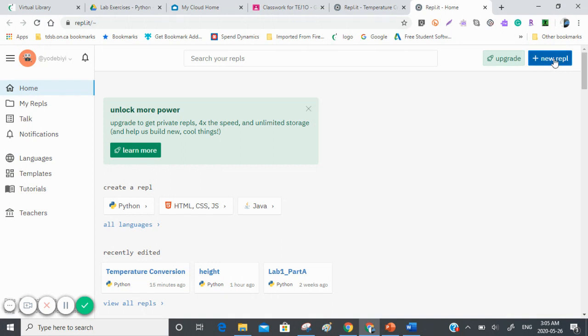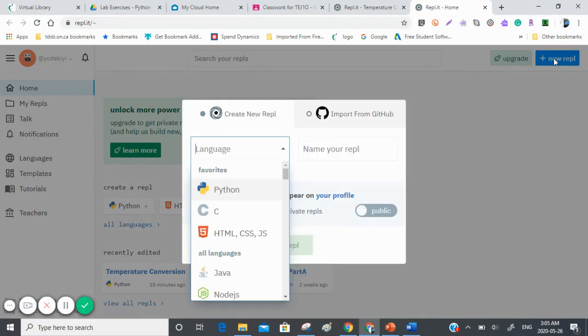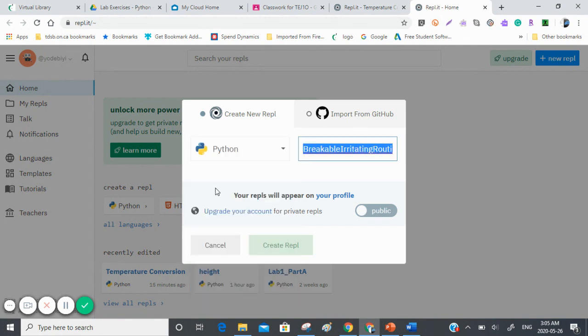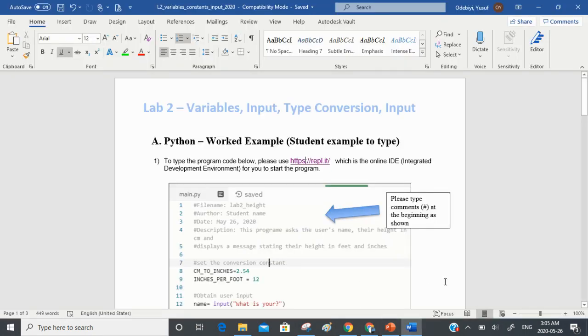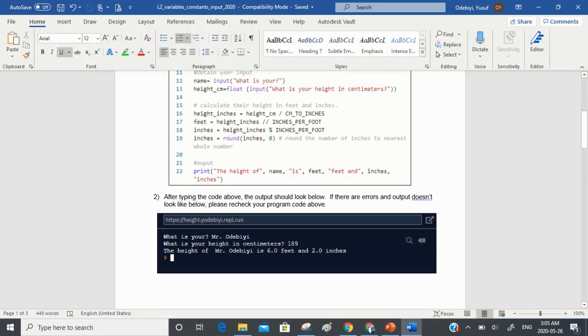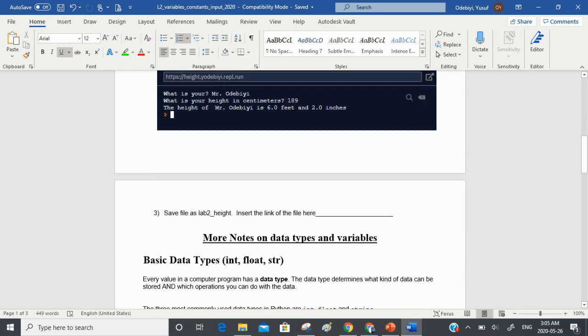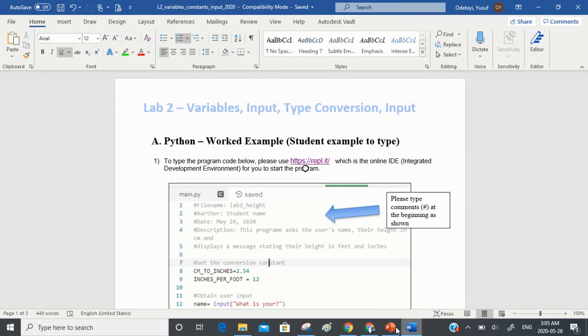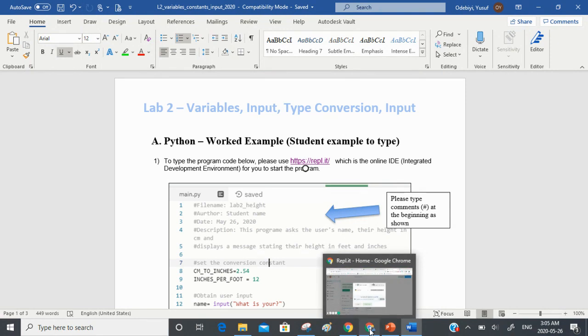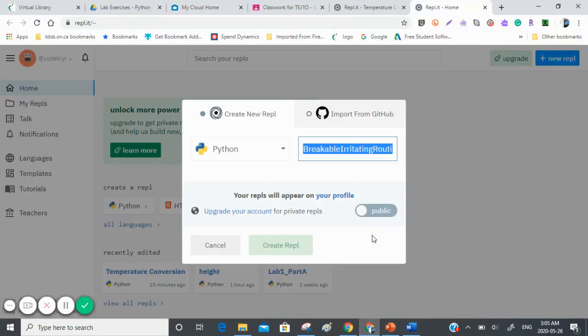Type in new, click on the new. Again, Python, get into it. And whatever the name of the program you're going to be typing, I believe it tells you at the bottom here. You're going to give it lab 2 height. So that's what it's going to be. Call it lab 2 height. That's what we're going to call it. Press create.